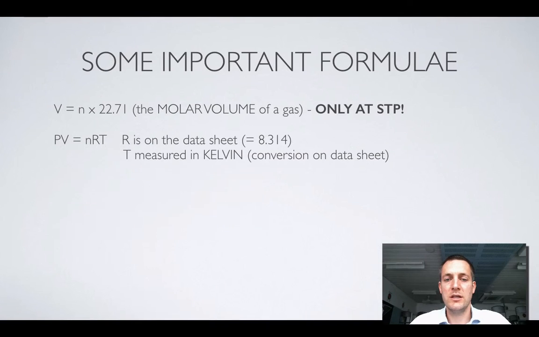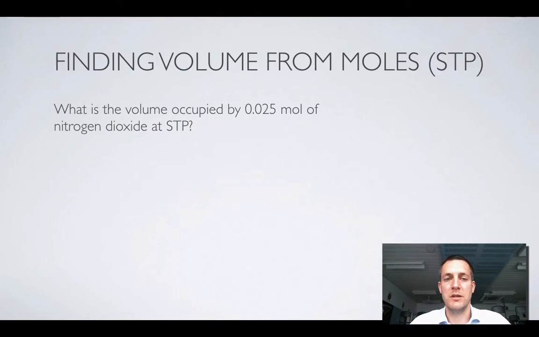They're on the data sheet. Let's have a look at how we might use them in some examples. So first of all, we're going to find the volume of a gas if we're given its number of moles at STP. And we're told here that we've got 0.025 moles of nitrogen dioxide. Now we might be wondering, well, what's the formula of nitrogen dioxide? And it's NO2, and hopefully the name tells us that.